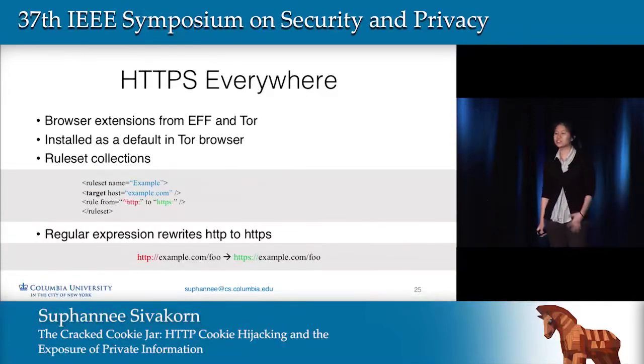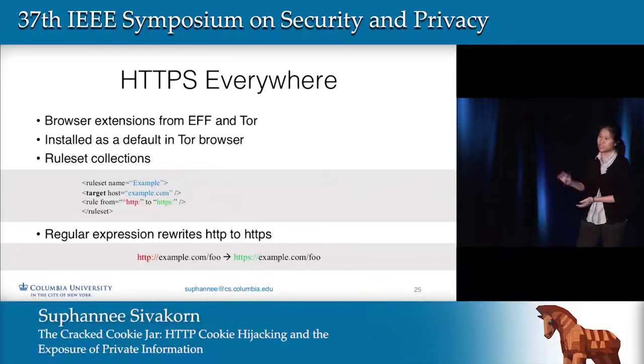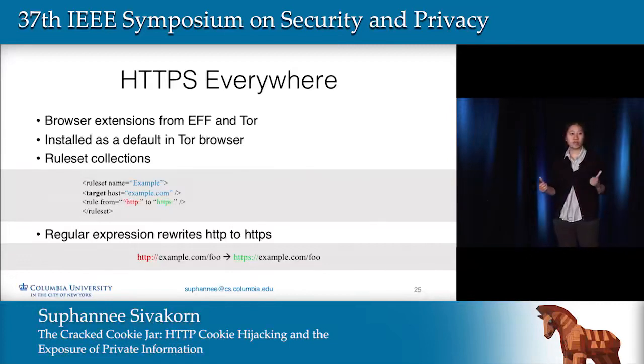So we move on to HTTPS Everywhere, which is a browser extension from the EFF people and Tor. Of course, it's installed by default: if you download the Tor browser, this one is already pre-installed for you. It has a collection of rule sets, where each rule has a regular expression that just changes HTTP to HTTPS. This means that it is good, right? Because every time we type in google.com, we don't have to worry that we didn't put S after HTTP.